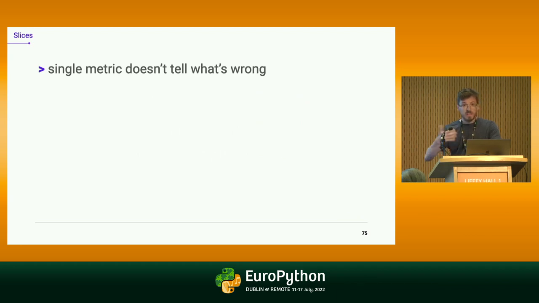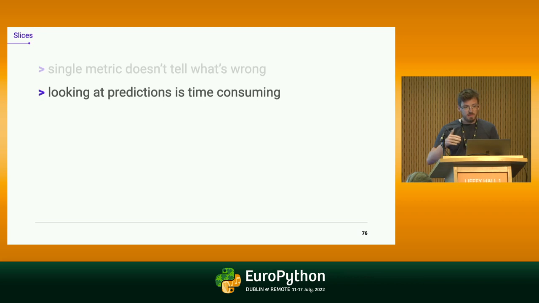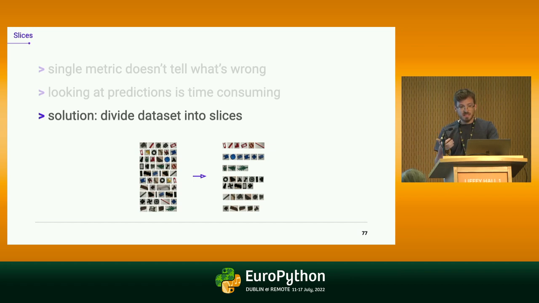So it's great, the model is starting to work better, but this single metric doesn't tell us what's wrong. It only tells us, okay, I get some results. The best way to know what's wrong with the model is to look at the predictions, at the errors, but this is time consuming, right? You have to spend a lot of time, and we are training hundreds of models. You cannot do this.